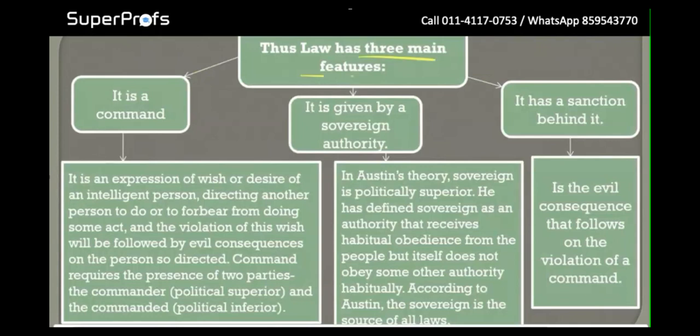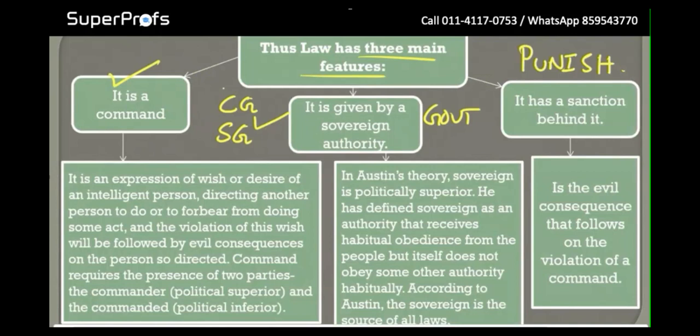Law has three main features. It is a command. It is given by a sovereign authority. When we say sovereign, it means government. In India, it can be the central government or state government, because in India, both can make the law. This is important for us to know. And it has a sanction behind it, that is, if there is violation, we need to punish the people who have not followed the law. This is broadly the three features given by Austin's theory. This is important for us to understand.